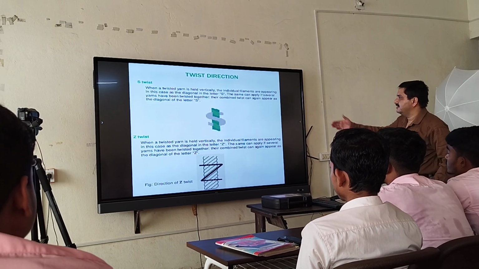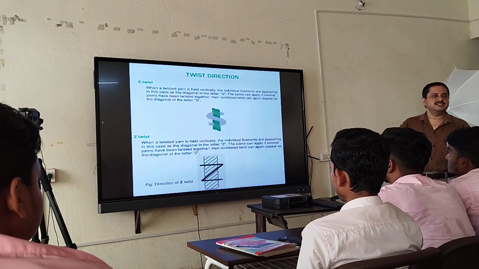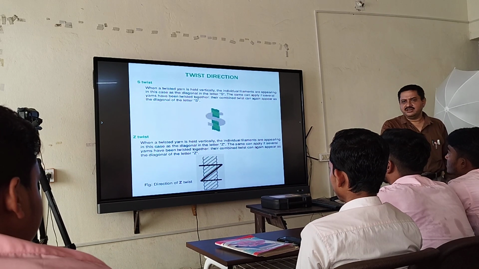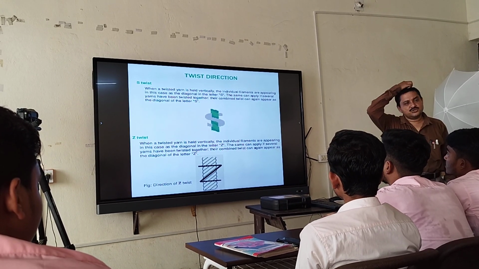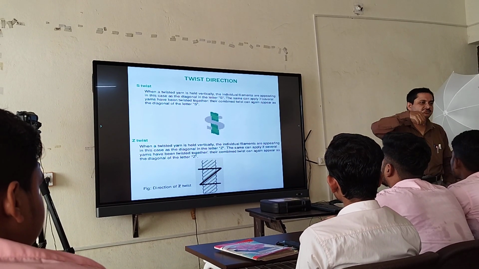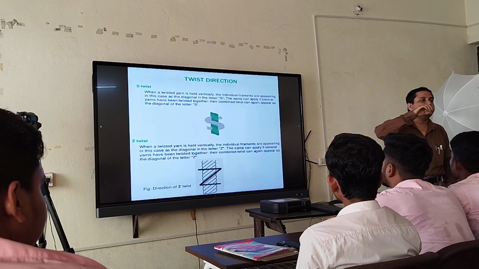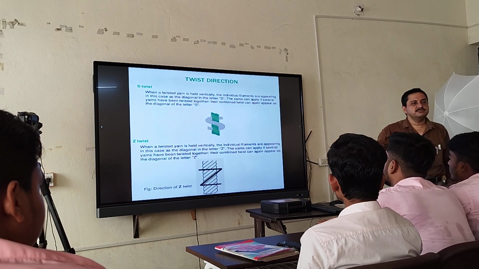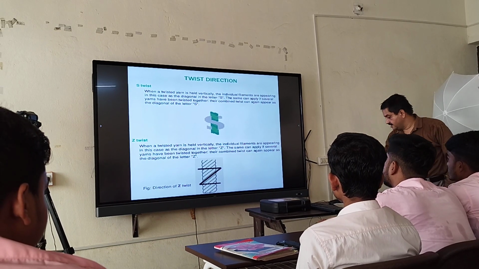Then, what is S twist? I can give the answer also. S twist means anti-clockwise direction, when the twist is remaining in the anti-clockwise direction. And Z twist is clockwise direction. So it's very simple.